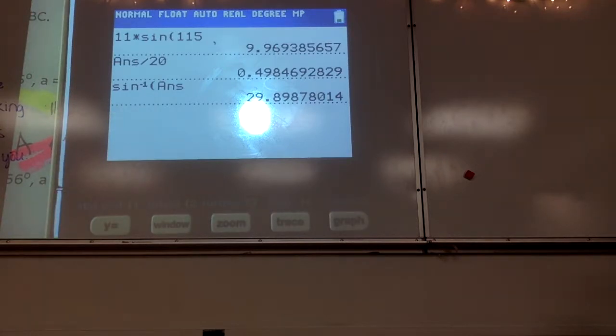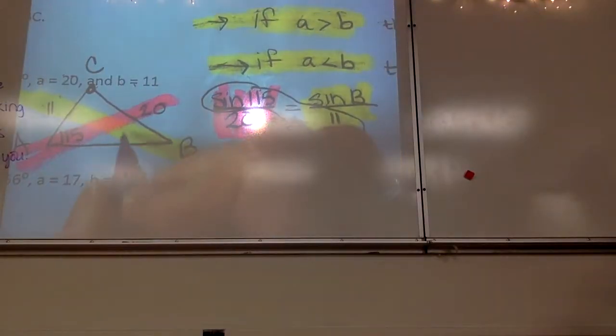Anybody else get that? All you have to do is a little calculator. You press the legend and sign, and then it pops up with the answer. Even easier then. Okay, there's a bonus, finally, for that one. Good work. All right, so 29.9 is angle B.